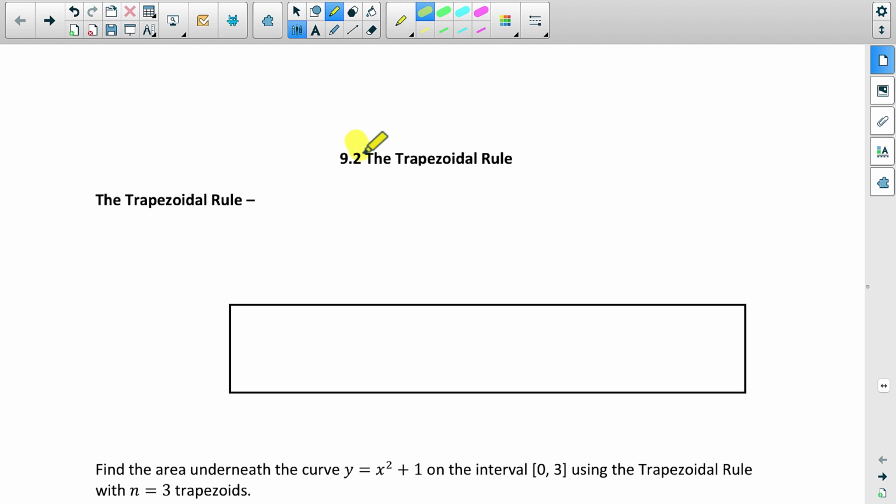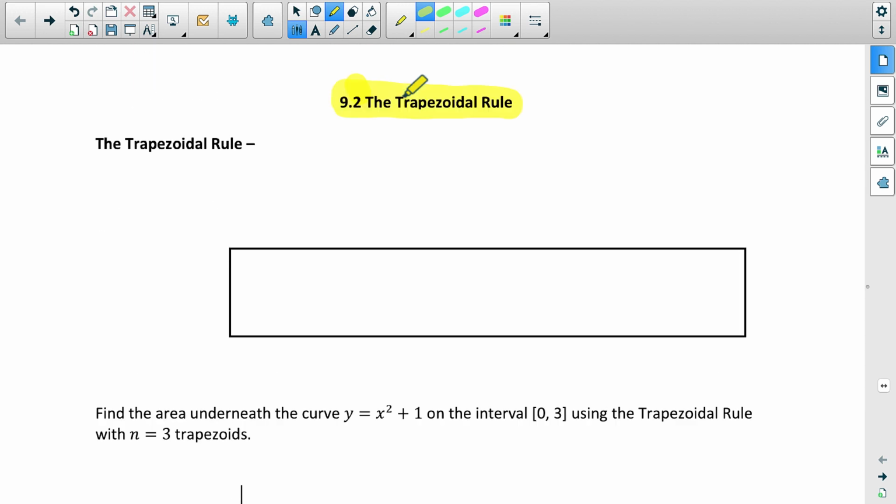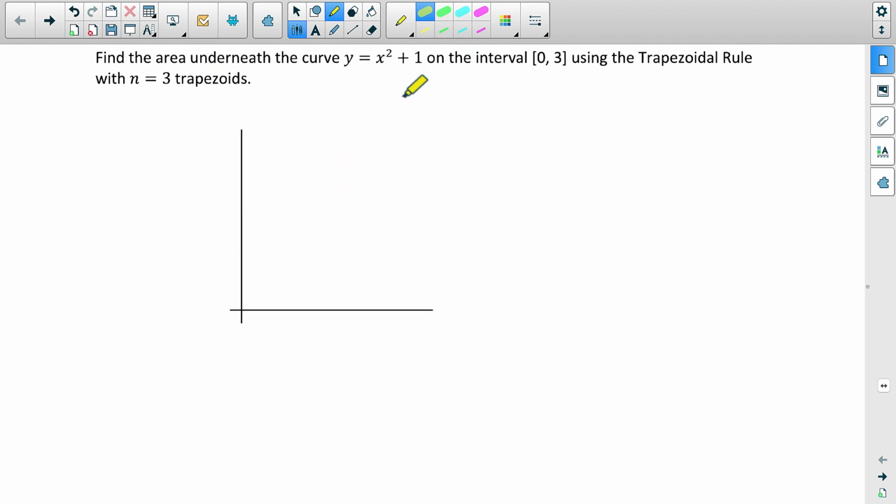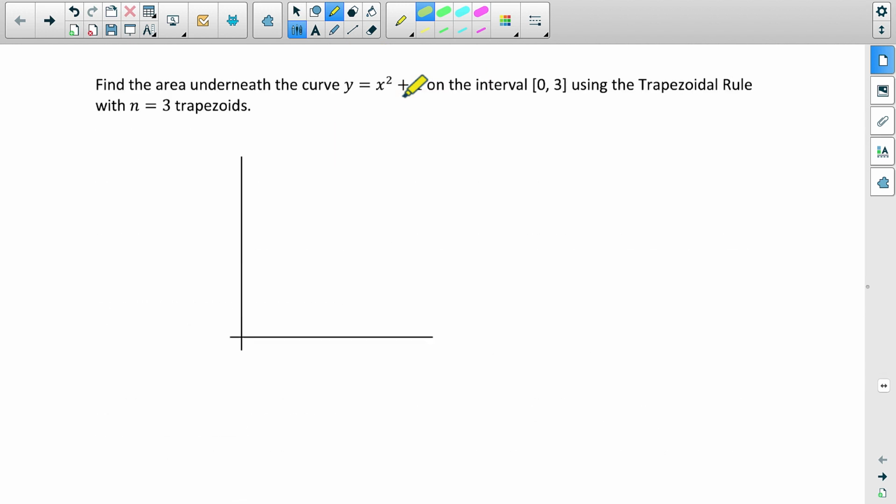Okay, well, we're going to continue on with finding areas under curves, and today we're going to look at the trapezoidal rule. So you'll remember last time we were making little rectangles under curves. Today we're going to make trapezoids. Why would we do that? Well, let's take a look. I'm going to skip this top part for now.